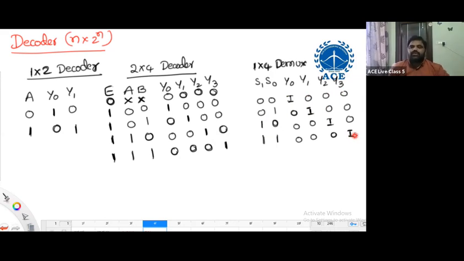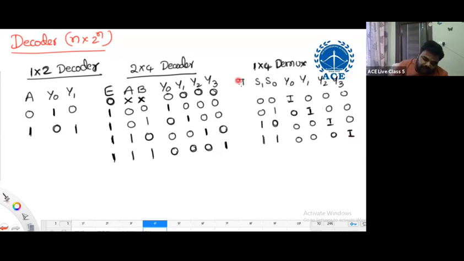This is what we know. When S1, S0 is 0 0, I is transferred to Y0. When S1, S0 is 0 1, I is transferred to Y1. When S1, S0 is 1 0, I is transferred to Y2. When S1, S0 is 1 1, I is transferred to Y3. That's what we know about a demultiplexer function.